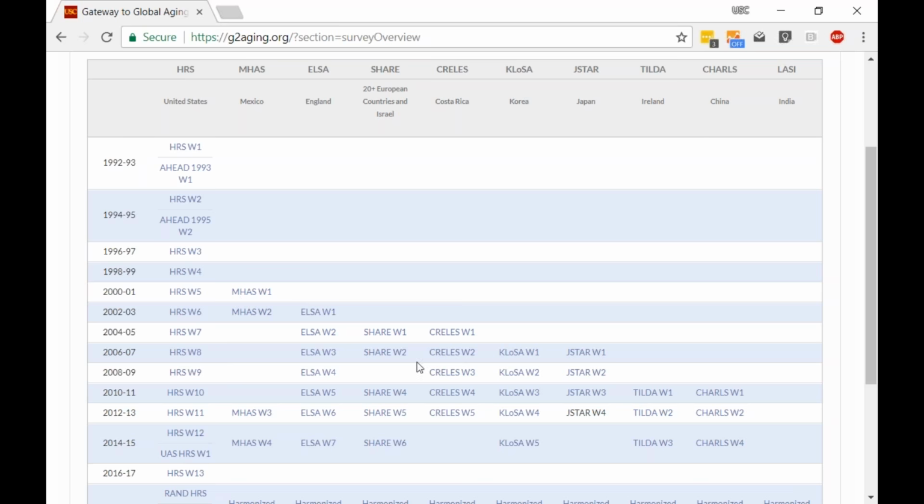But let's go into this. So let's look at SHARE. That's that European study. We could look at SHARE Wave 2.